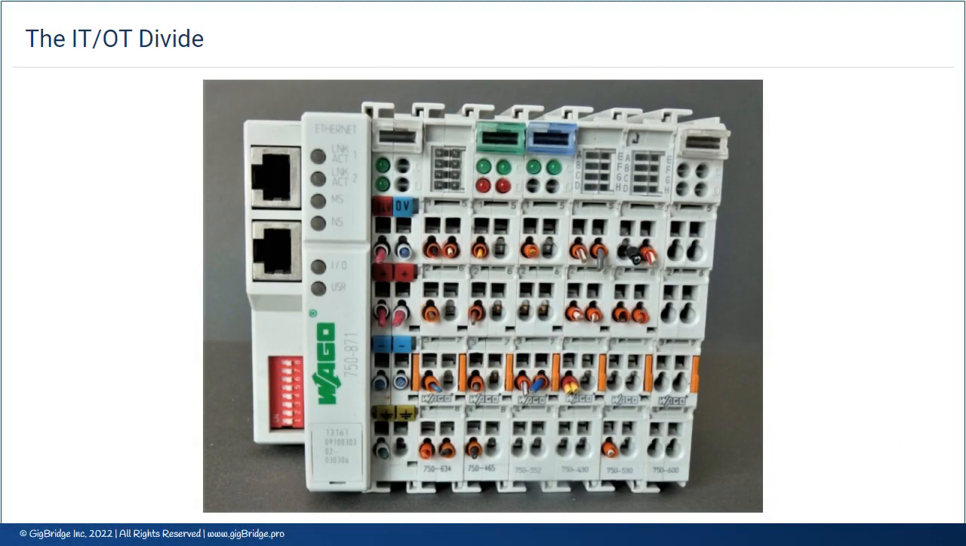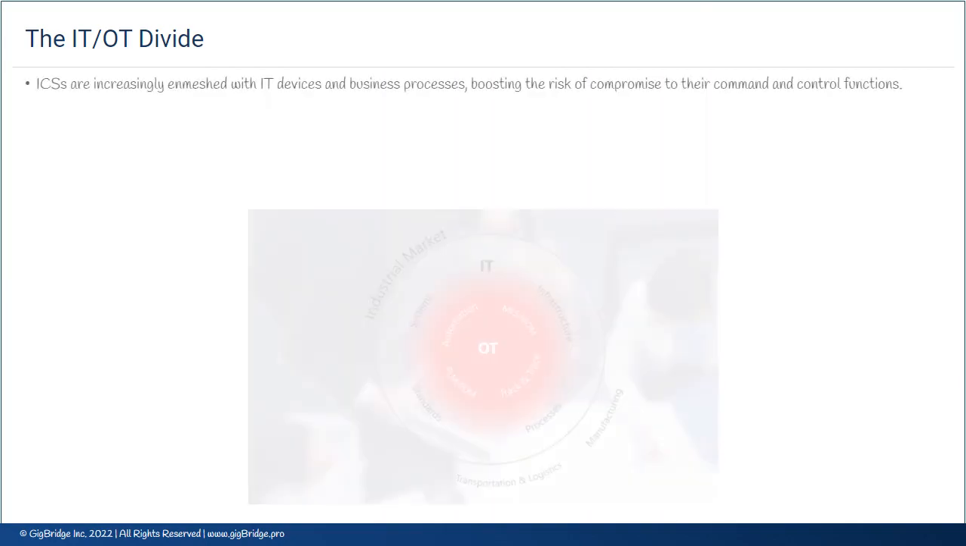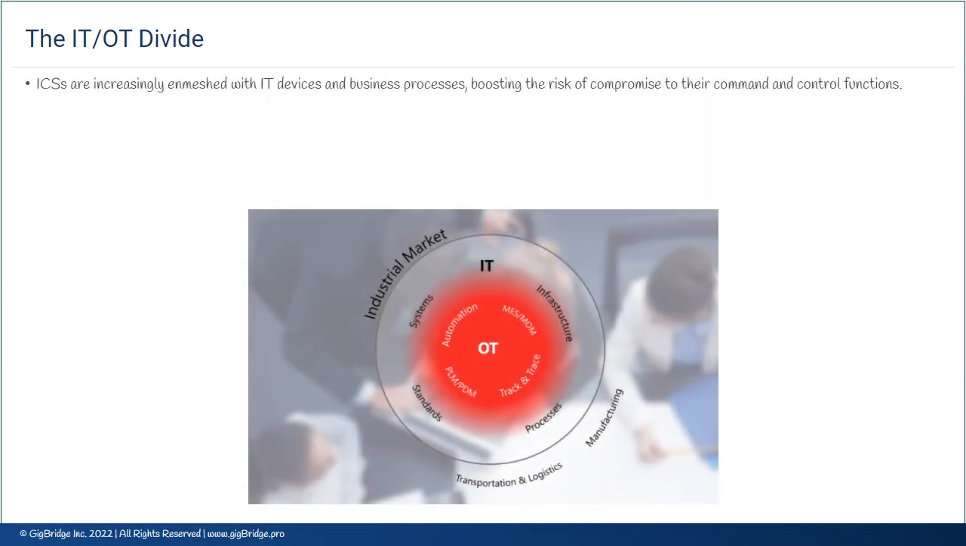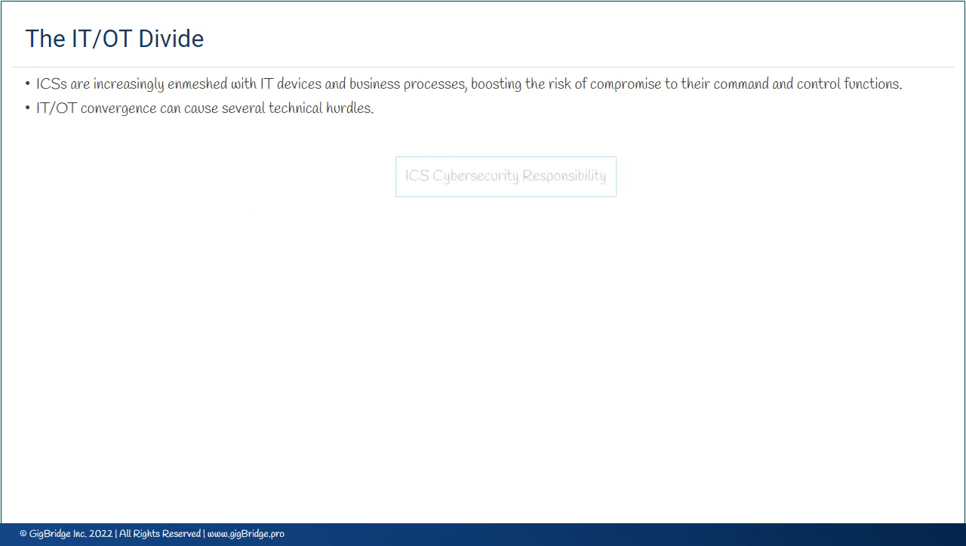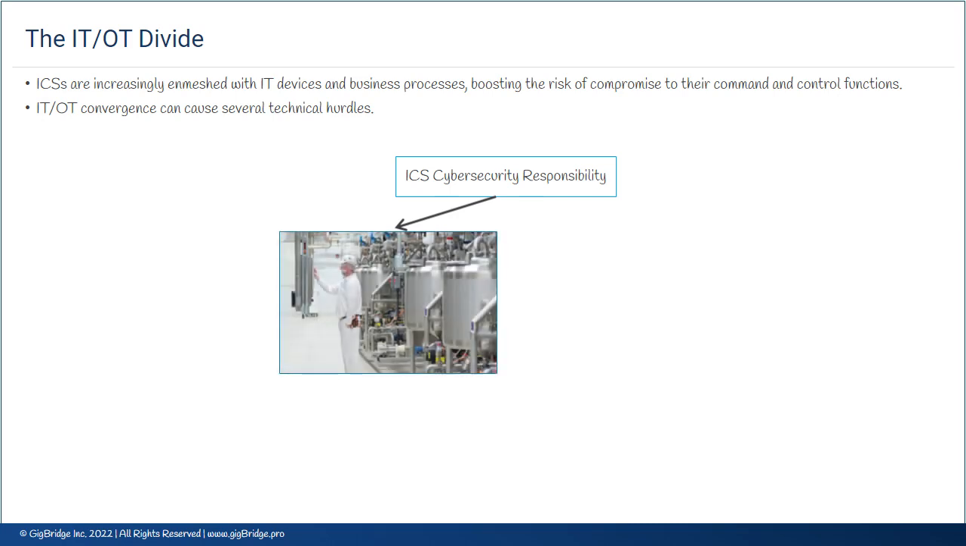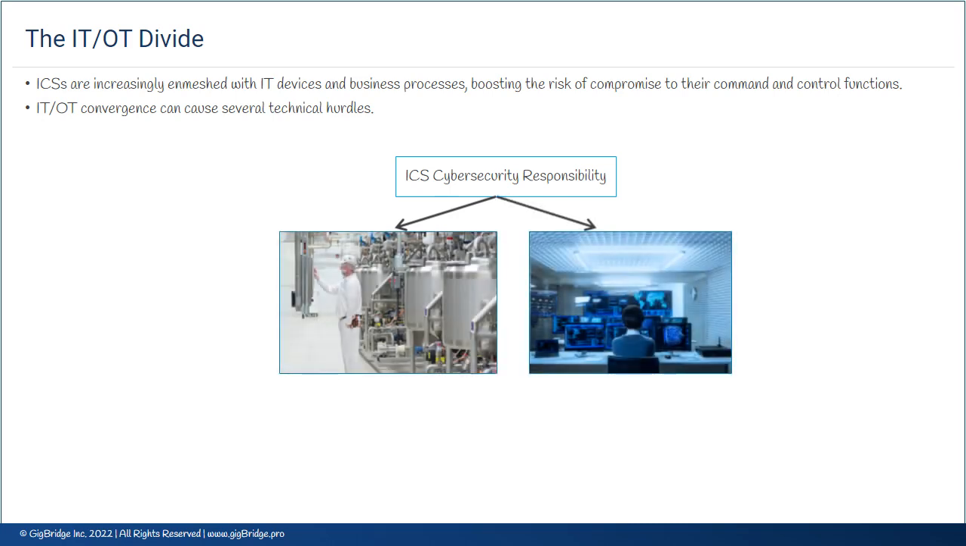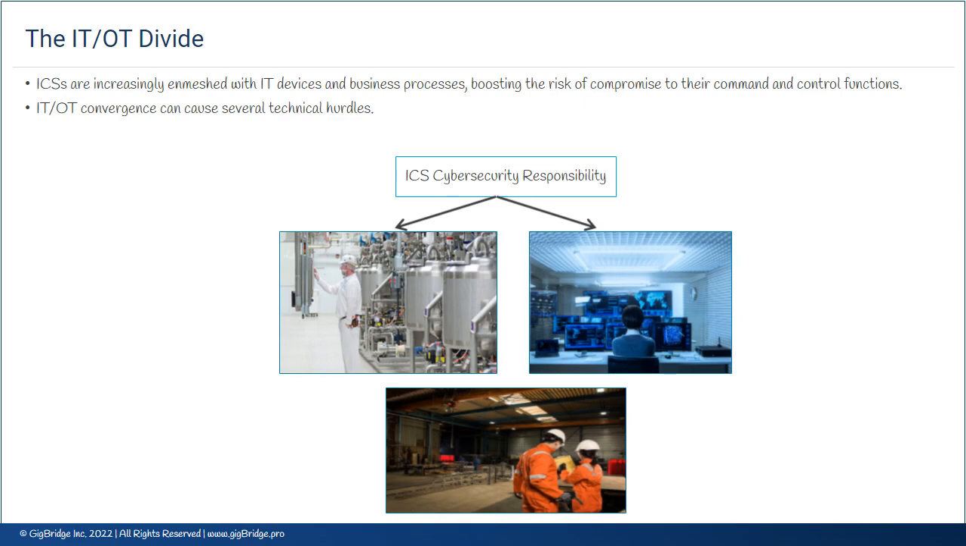Until recently, disparate network types such as Ethernet and Fieldbus didn't mix. At present, ICSs are increasingly enmeshed with IT devices and business processes, boosting the risk of compromise to their command and control functions. The IT/OT convergence requirement also poses several questions for business unit owners, especially those whose responsibility is ICS cybersecurity, either the plant floor operator or the IT Security Operations Center, SOC. The answer, of course, is that the responsibility is shared.